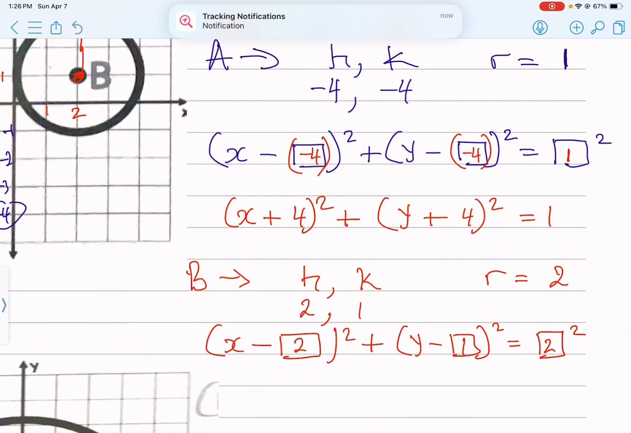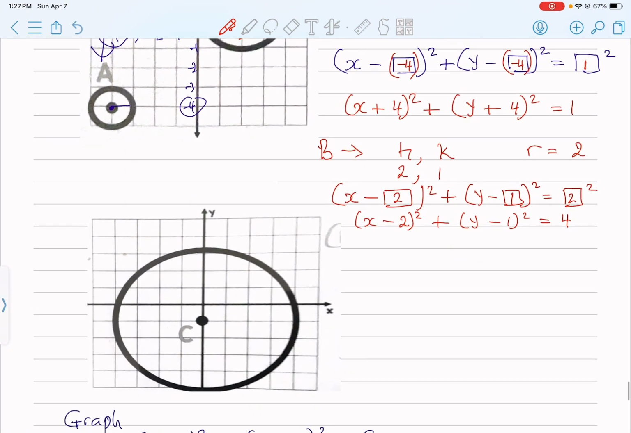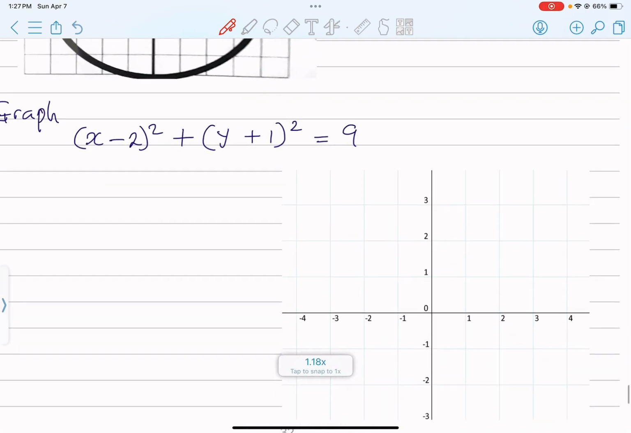So now let's see. I don't think we have to fix anything here. So it's just x minus 2 squared plus y minus 1 squared equals 4. Got it? So you understand how to do this now, right? And it's the same thing for drawing a circle.